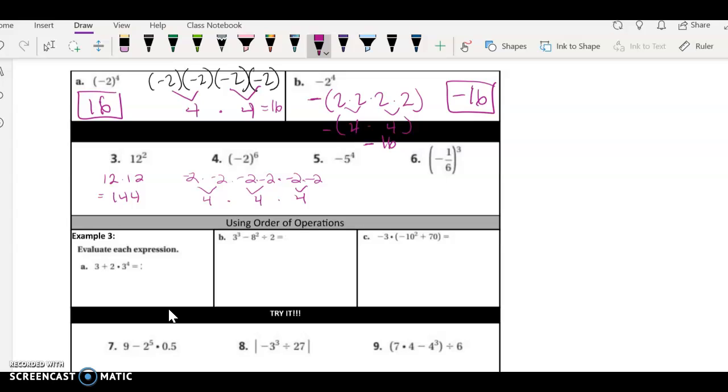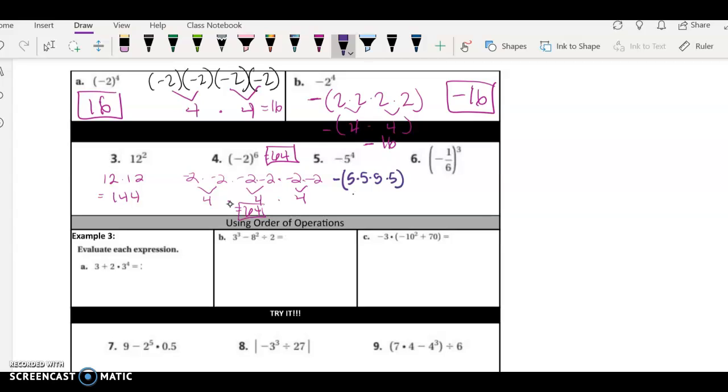So we have 4 times 4, which is 16, times 4, which equals 64. My handwriting today is rough. So positive 64. For number 5, we have negative 5 to the 4th power, which means that that negative is on the outside, and we're going to do 5 times 5 times 5 times 5.